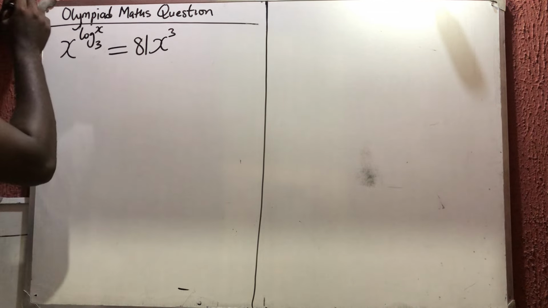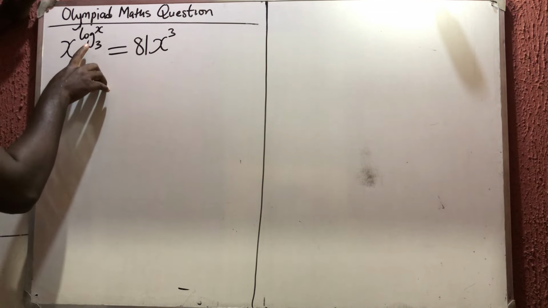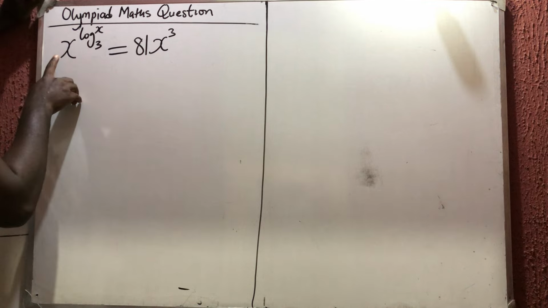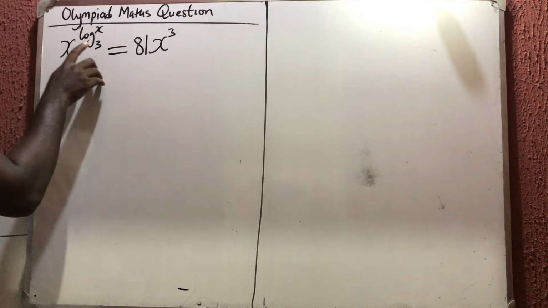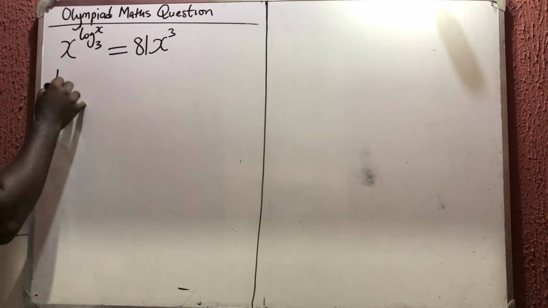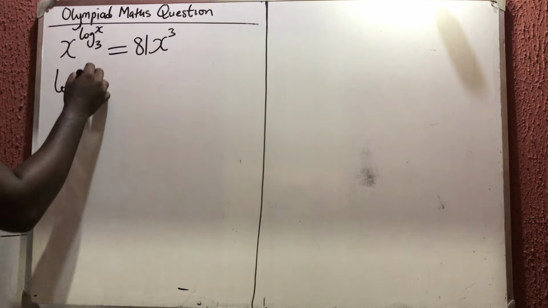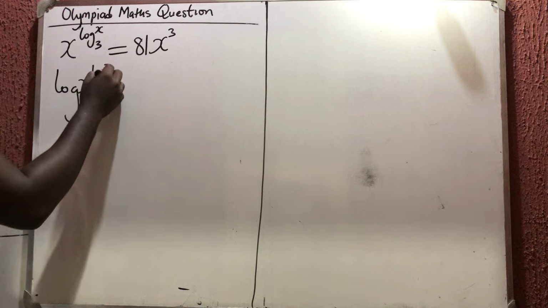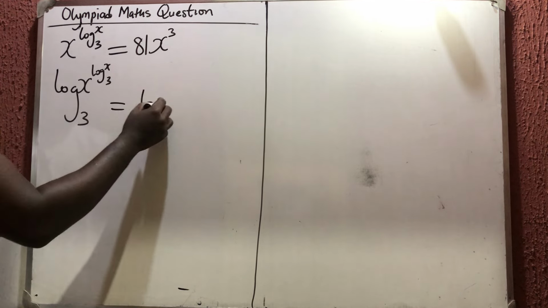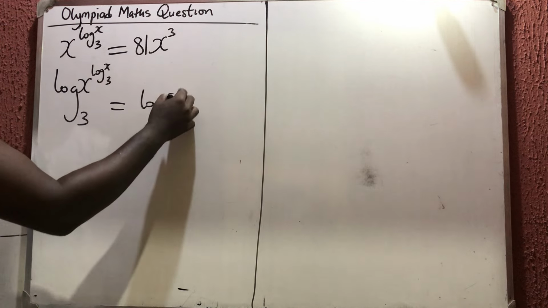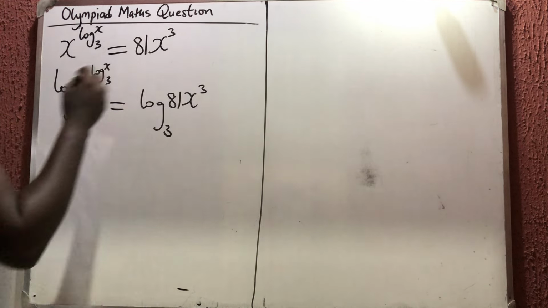This is very simple. The first thing you do is you try to make the power look like the base. So simply take the log of both sides in base 3, since this one has base 3. So I'm going to say that this is log x raised to power log x base 3, in base 3, is equal to what? Log base 3 of 81x raised to power 3.